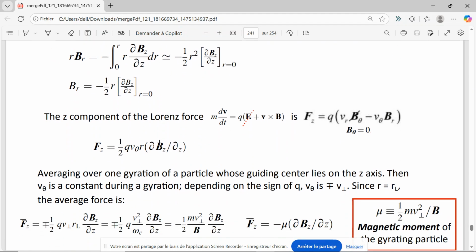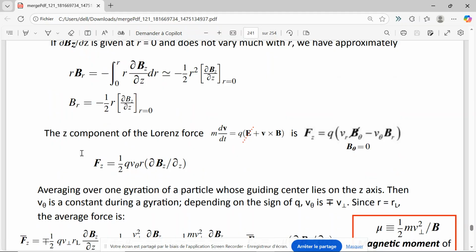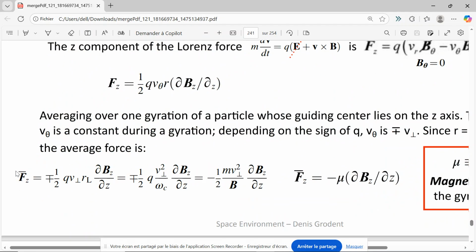So Fz induced, so the force that will slow down the particles, is proportional to the variation of intensity of this magnetic field, averaged over one gyration of a particle whose guiding center lies on the z-axis, and v0 is constant during a gyration. Depending on the sign of q, v theta is minus or plus v perpendicular. So the average force can be found with some mathematical tricks.